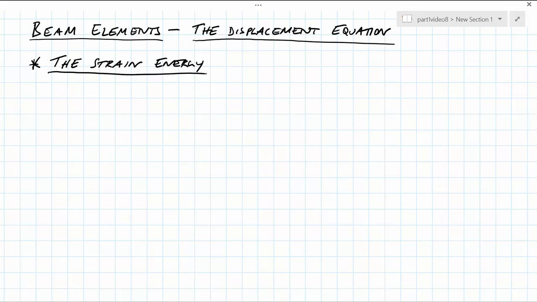In this video, we will learn how to derive appropriate shape functions for beam elements that can be used to specify V(x) for use in the elastic strain energy equation derived in the previous video.